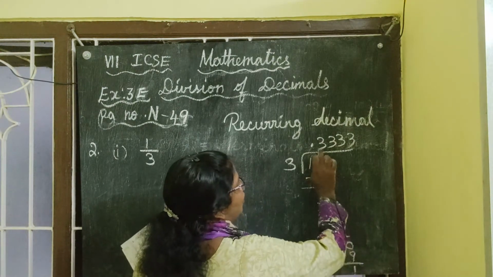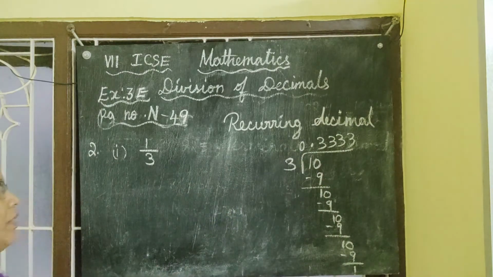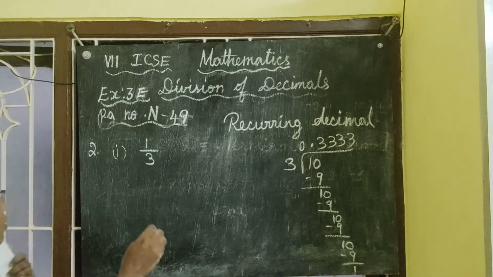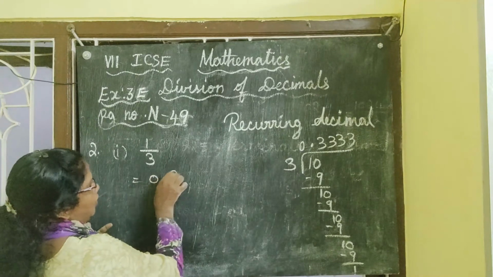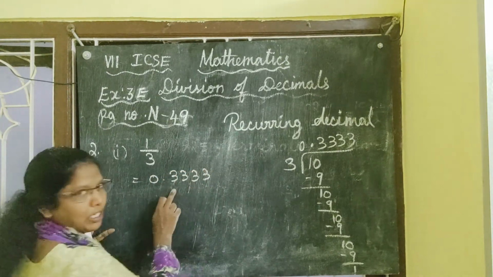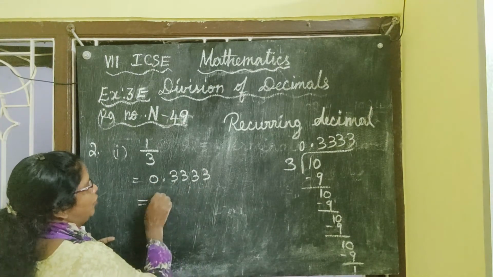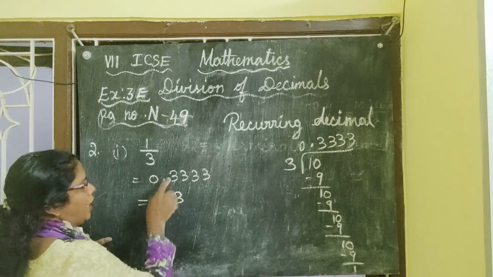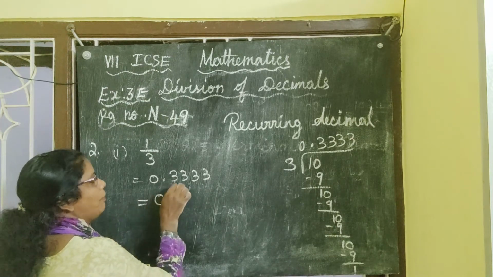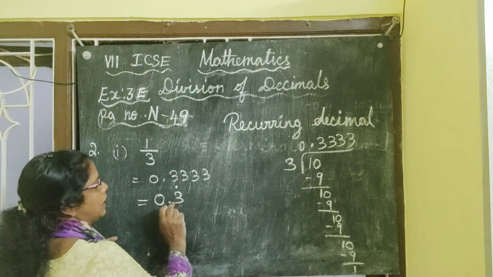So your answer is 0.3333, it keeps on going. You see the numbers are repeated, the same number is repeated here. So what to do? Write one number and keep a point on top of the number, which means this 3 is repeated.